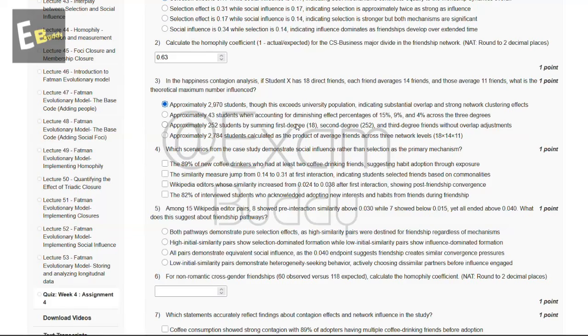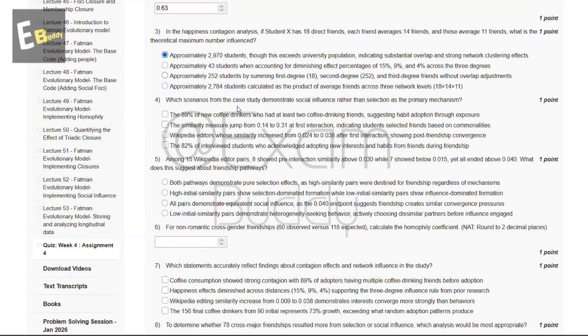And now let's go to our question number 4. Which scenarios from the case study demonstrate social influence rather than selection as the primary mechanism? So these are the options, and the answer of our fourth question is A, C, D.